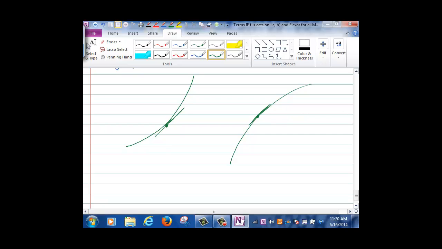The same way, if you have a decreasing curve, you'll see that the slope would be negative, right? Because if you have a decreasing curve, then the slope at a point will look like this, and that has a negative slope. Okay.